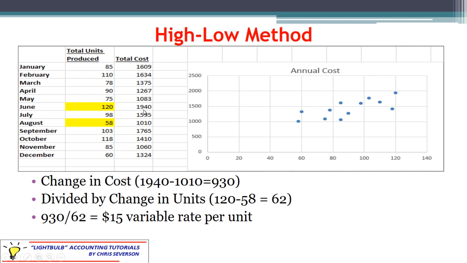From 1010 to 1940, that's a $930 increase that was caused by increasing the units from 58 to 120, so a 62 unit increase. In other words, 62 additional units cost us an additional $930, so it makes sense to assume that's the variable cost. So if we take 930 divided by 62, that gives us a $15 variable rate per unit.